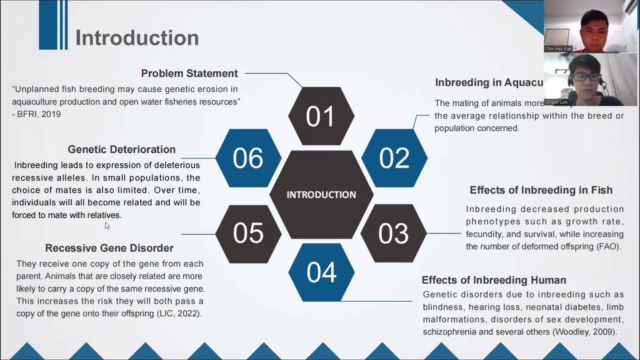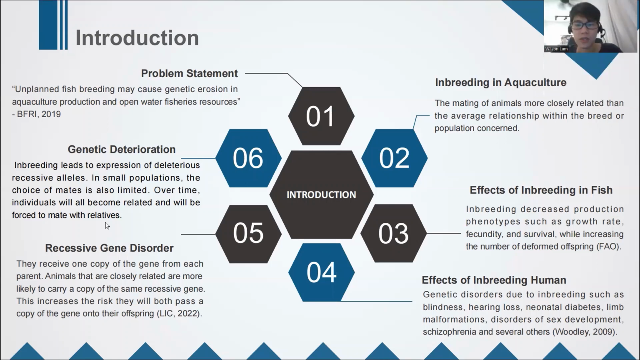The first one for the introduction is the problem statement. Our problem statement is that unplanned fish breeding may cause genetic erosion in aquaculture production and open water fishery resources. This is from the Bangladesh Fisheries Research Institute, 2019. Second, we're going to talk about inbreeding in aquaculture, which is the mating of animals that are more closely related than the average relationship within the breed or the population concerned.